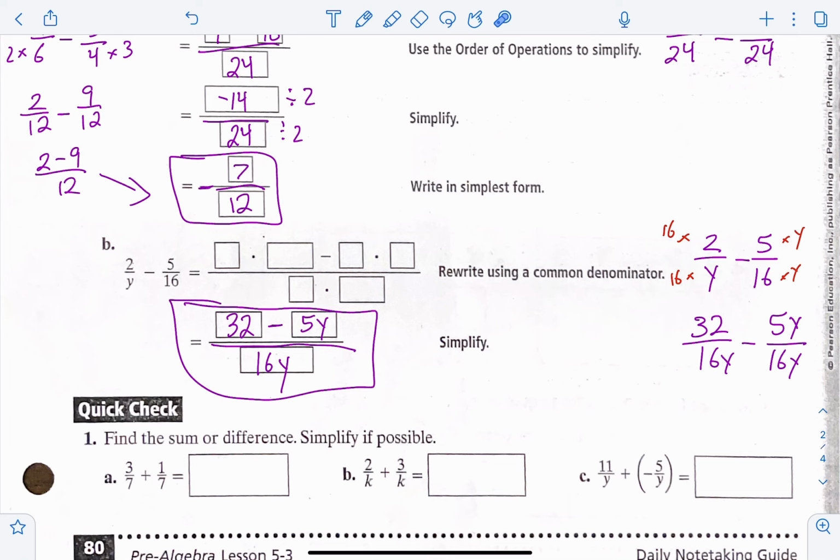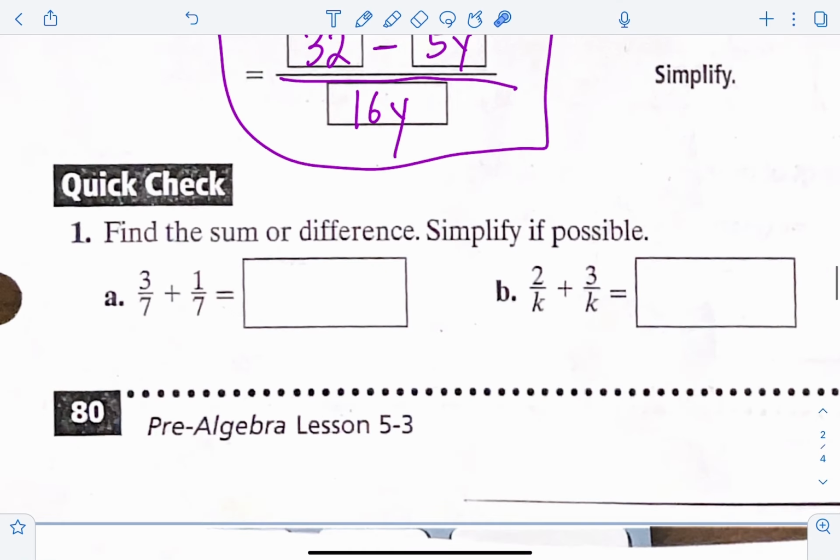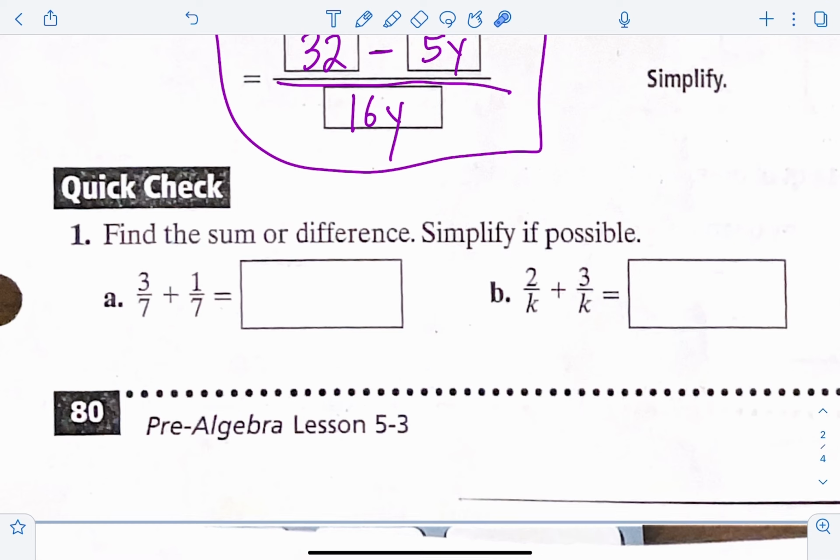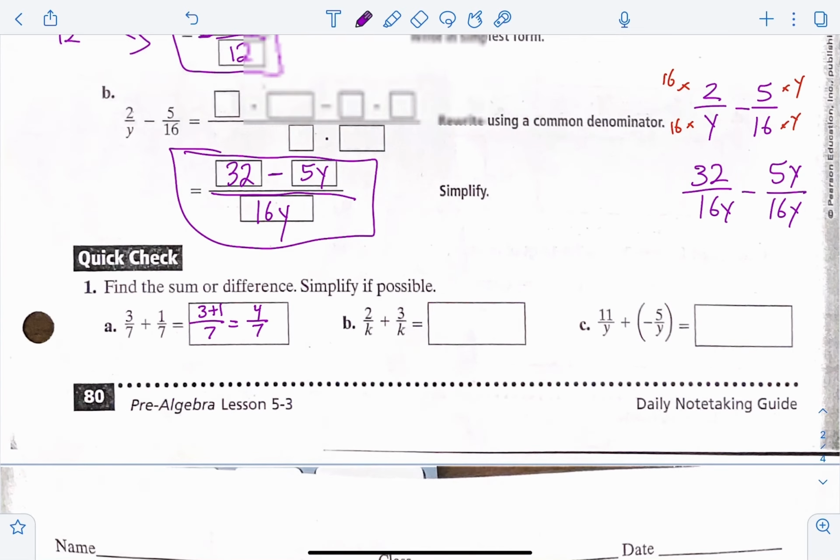Okay, let's do the quick check here. So 3 over 7 plus 1 over 7. It's really 3 plus 1 over 7, which is really 4 over 7, and then we're done. Okay, so go ahead and try B and C on your own. Pause your video, and then we will come back and check them together.